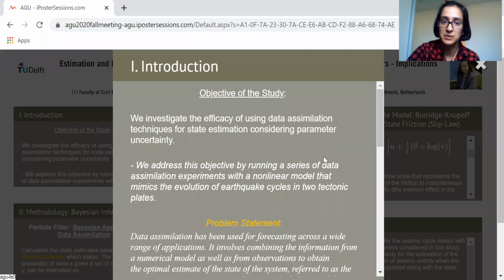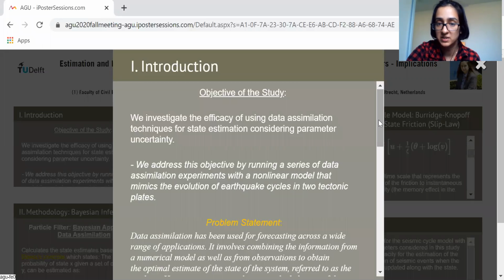Now, data assimilation has been used extensively to provide forecasts and state estimates, combining model predictions with observational data to produce an optimal estimate of your state. So it relies on a model. It can be a numerical model or a mathematical model, as well as observation. Now, this model often contains certain static parameter values. And an incorrect representation of this static parameter value can give you erroneous state estimates and forecasts.